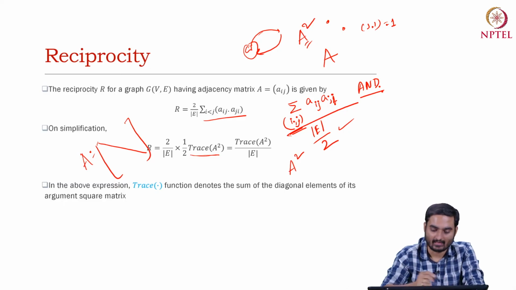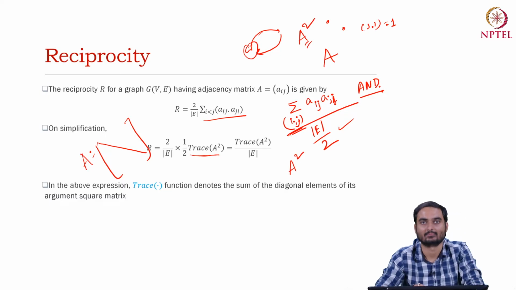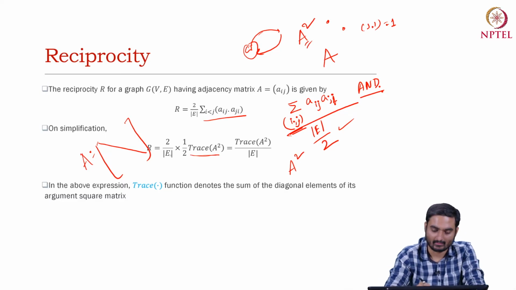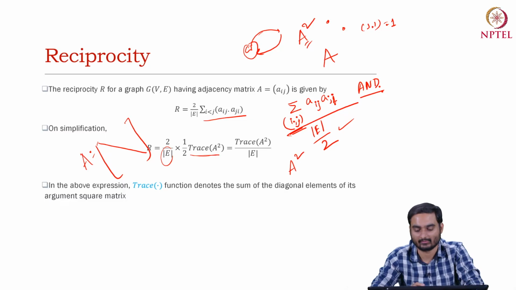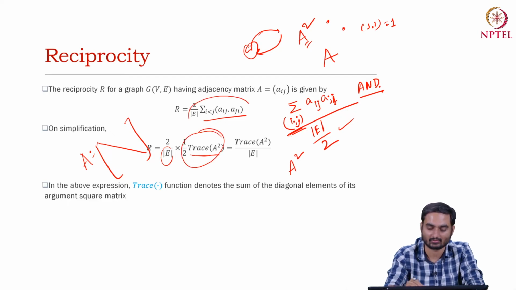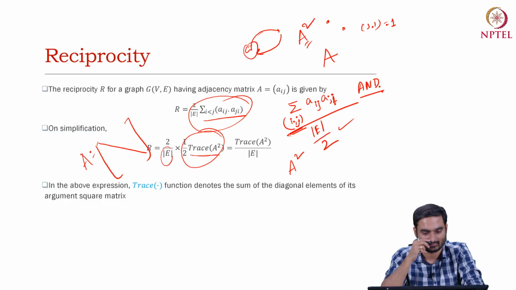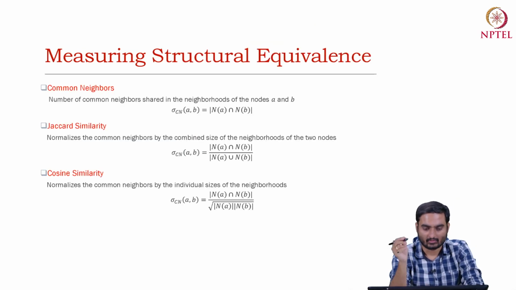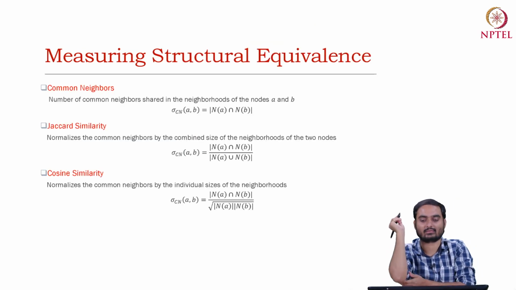Okay, and the things are same, right? You then divide it by mod E by 2. Take an example. You just take a dummy network and you calculate this quantity and this quantity. You will see that both of them are same. Okay. Now let's look at the other quantity.